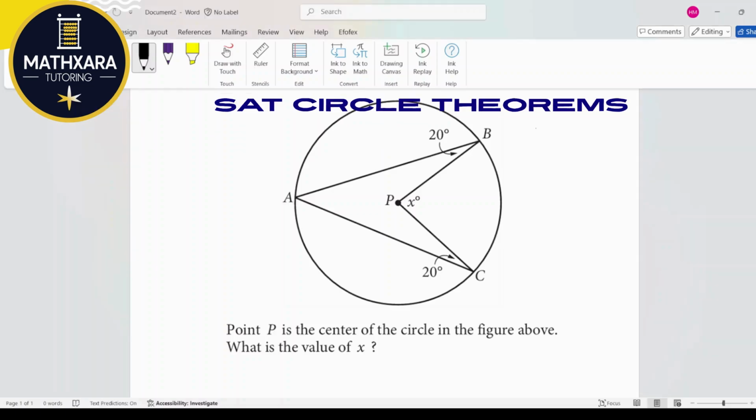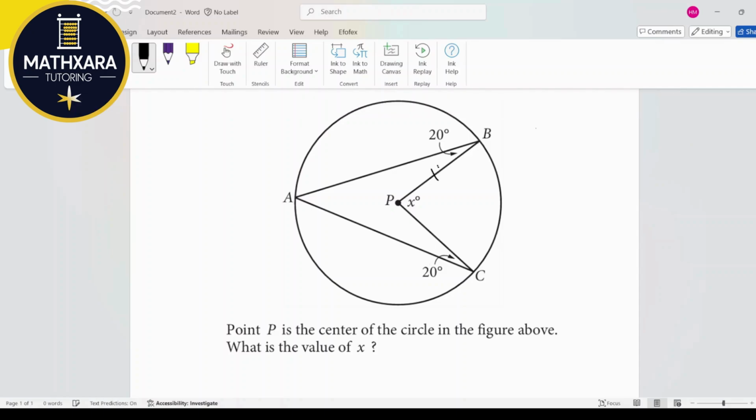The question reads, point P is the center of the circle in the figure above. What is the value of x? Now, if point P is the center, it means then that PB and PC are both radii. So they are equal in length. And x is where the center of the circle is.